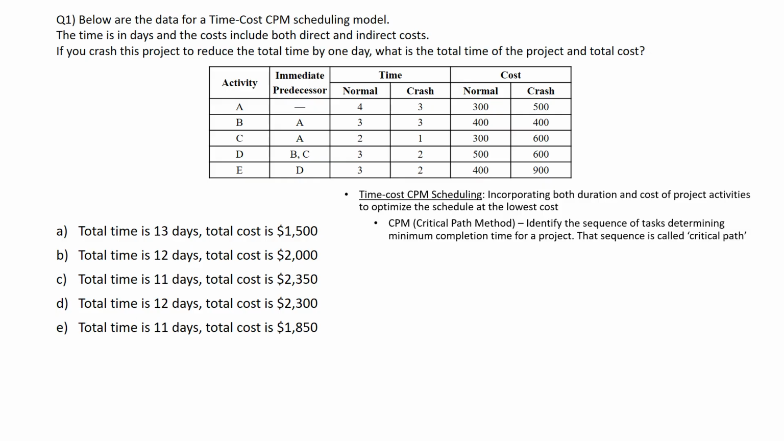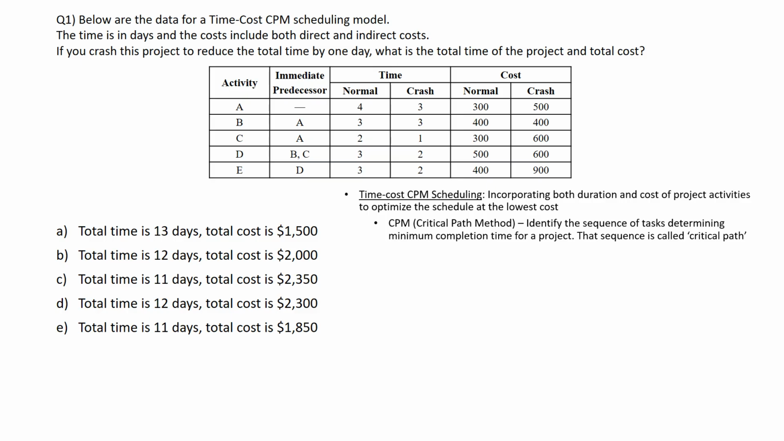What is time cost CPM scheduling model? First of all, let us define CPM. CPM means critical path method. It identifies the sequence of tasks determining minimum completion time for a project. That sequence is called critical path. In this method, there are two words that matter: minimum and completion.